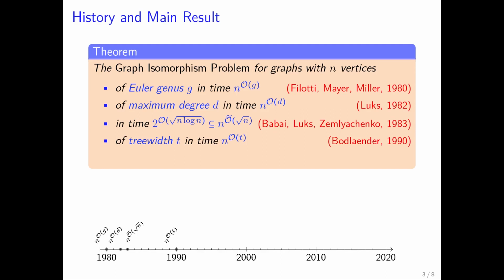For graphs of treewidth t, Bodlaender could prove a polynomial time algorithm where also the degree of the polynomial depends linearly on the treewidth. It's a relatively simple algorithm that uses a dynamic programming approach. 1 year later, Ponomarenko could prove a unifying algorithm for graphs of Hadwiger number h running in n to the poly h.